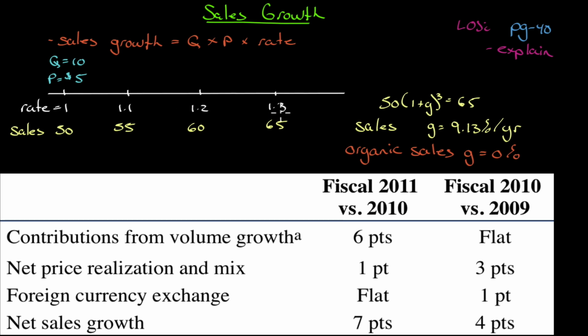So every dollar that we make there buys more and more of our domestic currency because the foreign currency is appreciating. So we have sales growth from 50 to 65 over this period of time. That gives us a sales growth rate of 9.13% per year. However, organic sales growth is 0%. Organic means that all we're going to do is look at just the quantity and the prices that it was sold at. And that gives us our organic sales growth.